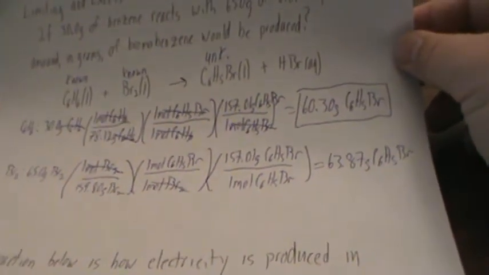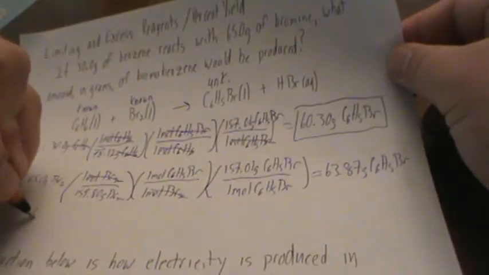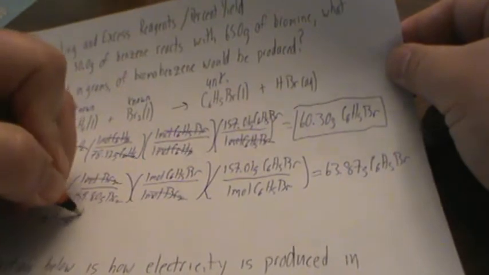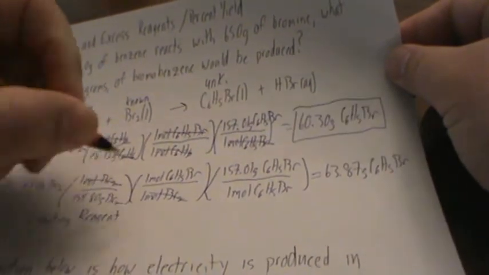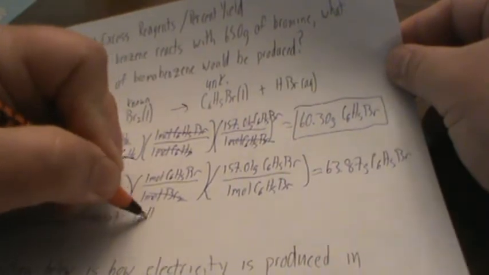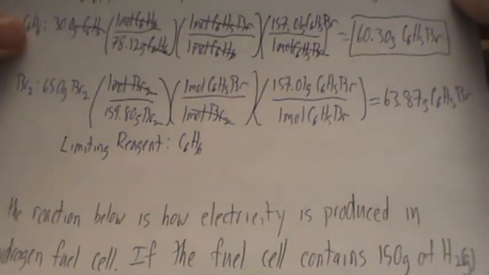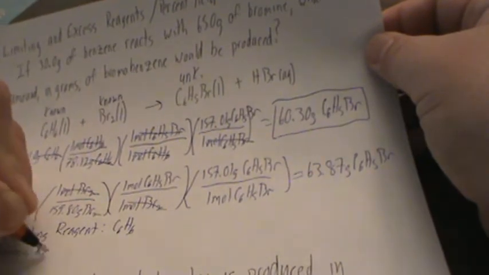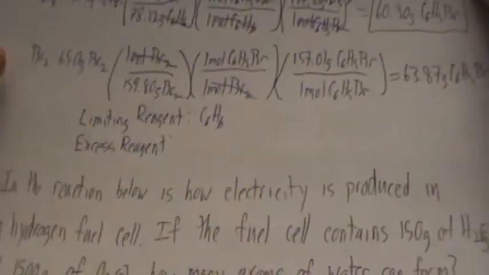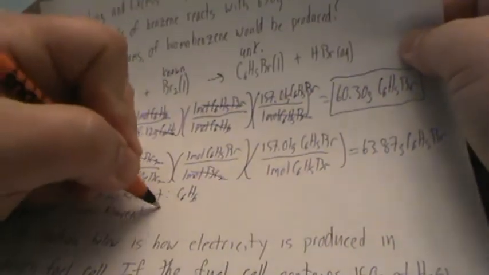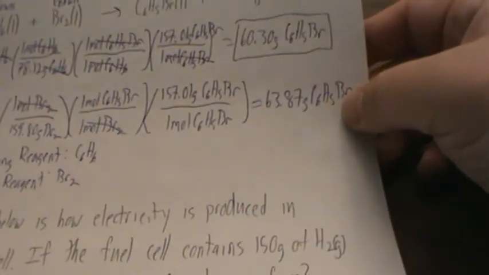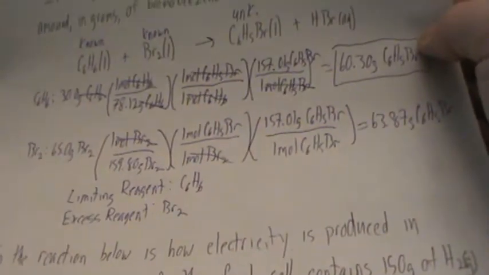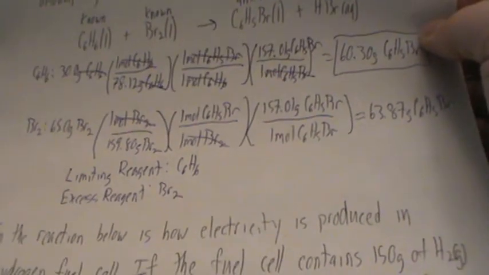Okay, now this is telling us that our limiting reagent is benzene, because it limits the amount of the product that we're going to be able to get. Our excess reagent, on the other hand, is going to be bromine, because since it gave us the higher number, this is telling us that we have some bromine left over. It's in excess.